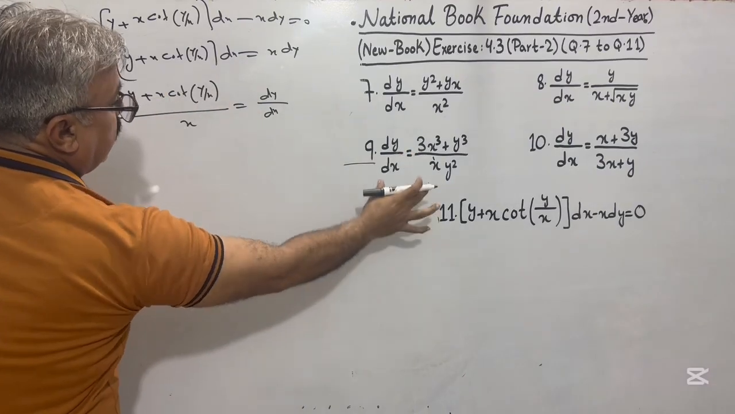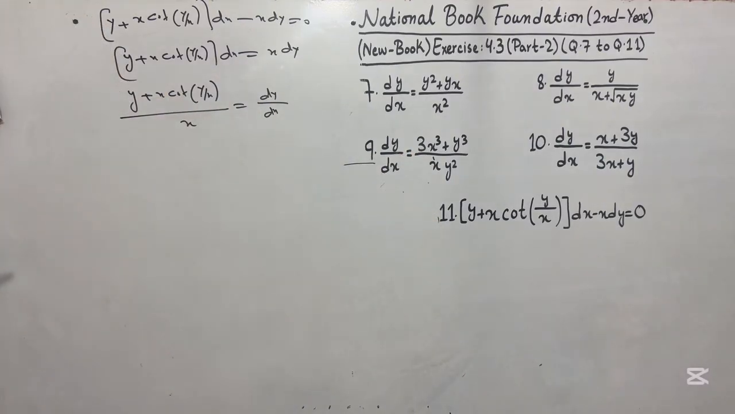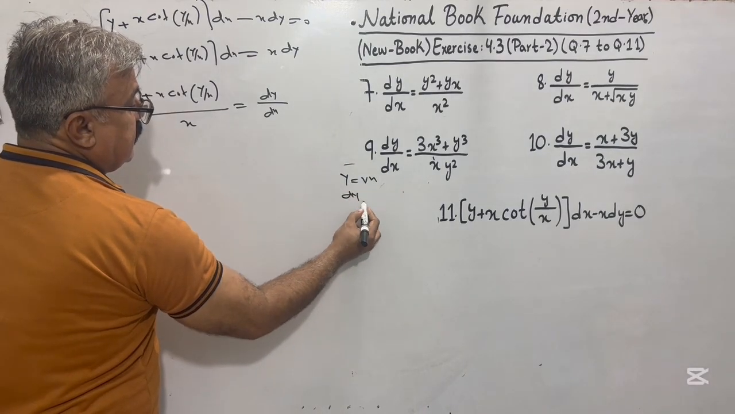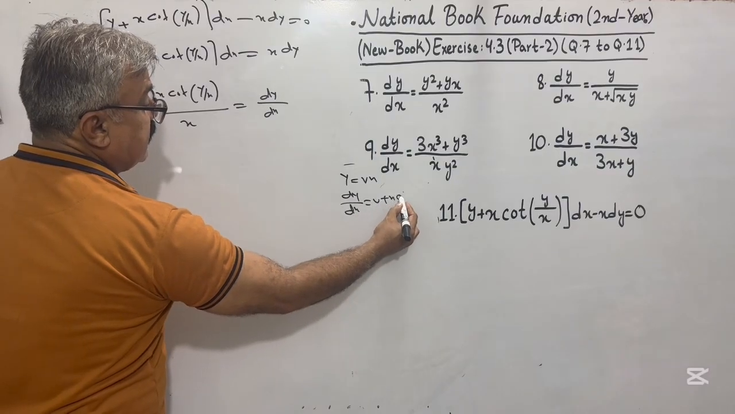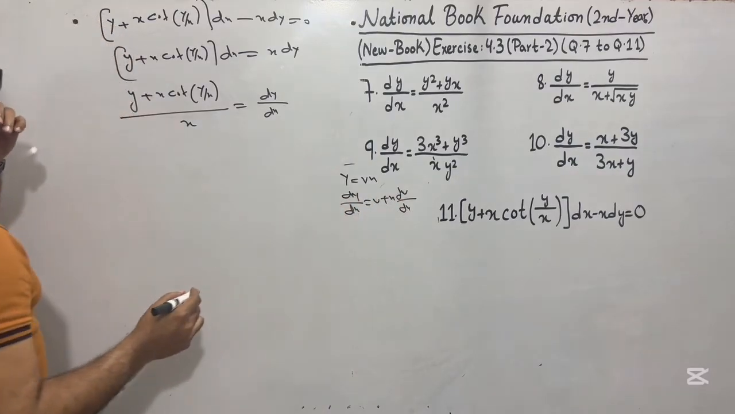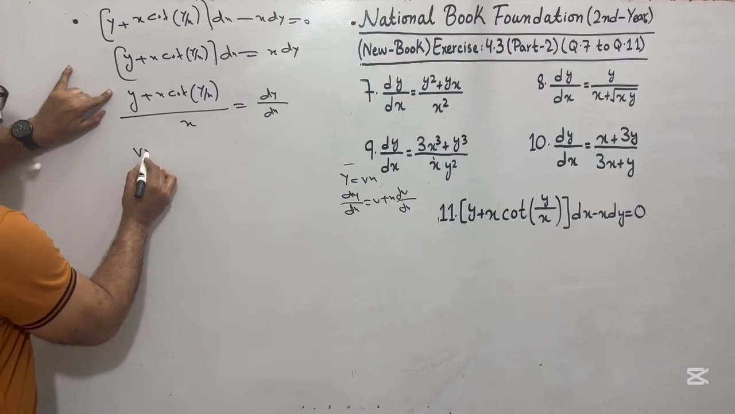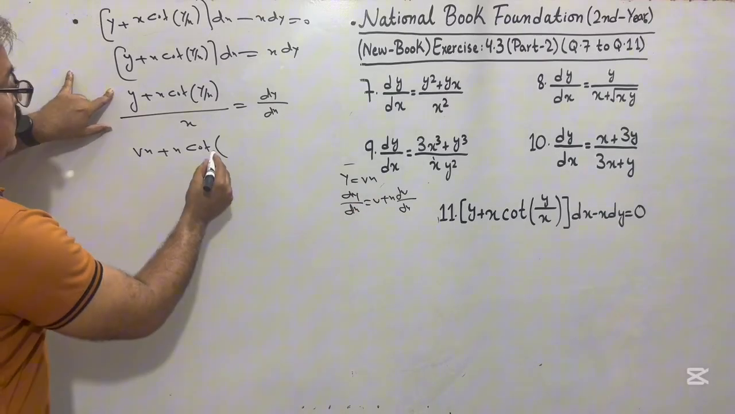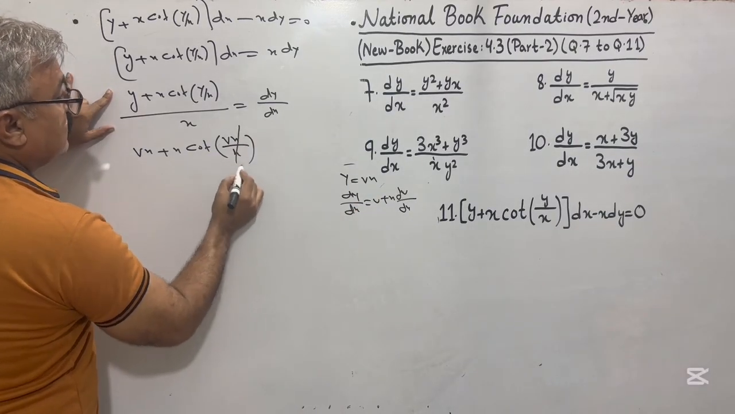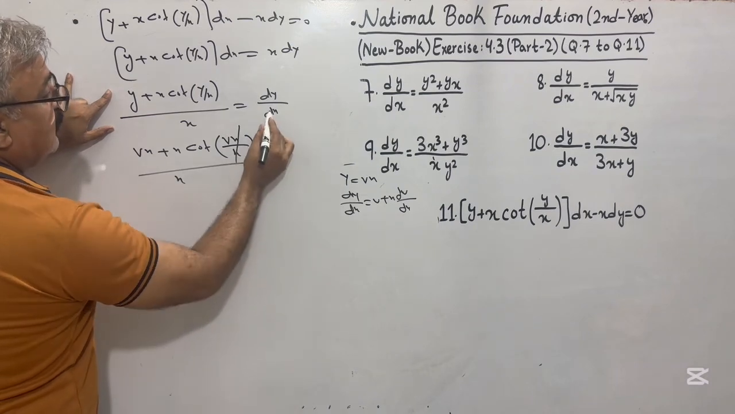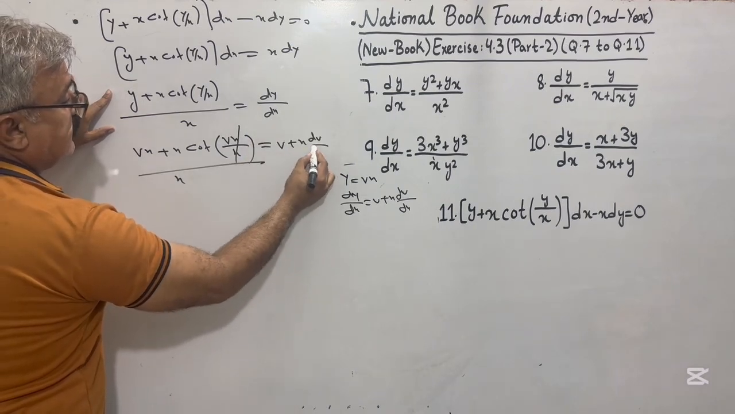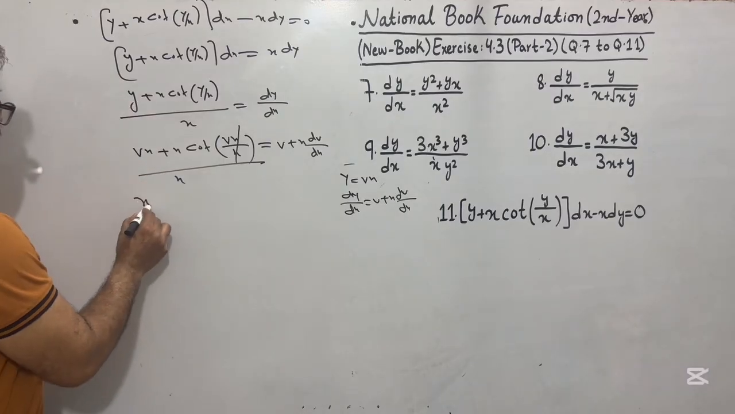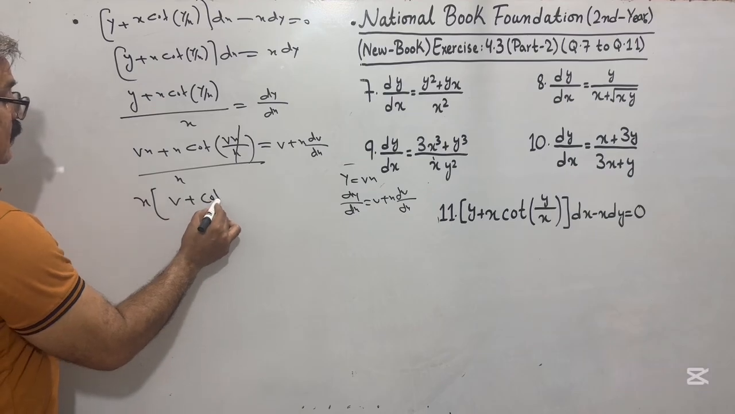Now we are here according to the previous question. We have the ratio of dy over dx. Plug in the values. y is equal to vx. The derivative of y with respect to x is v plus x times dv over dx. Plug in both values here. y means vx, plus x cot(y over x), where y over x is vx over x cancelled out, divided by x. dy over dx means v plus x times dv over dx. Look at this. x common and then cancel out x as well. We are left with v plus cot v.